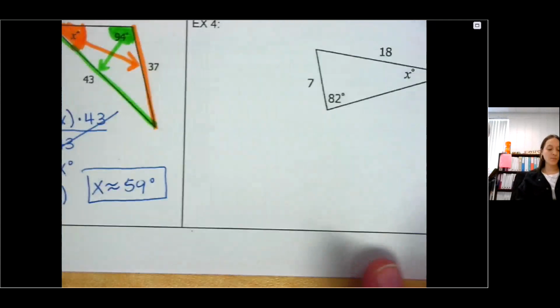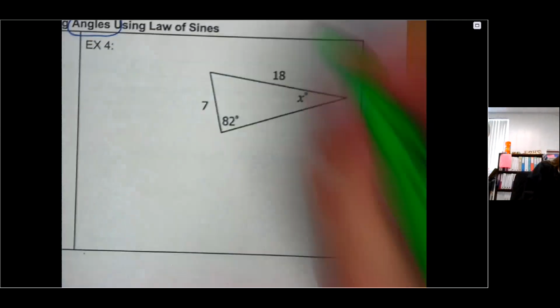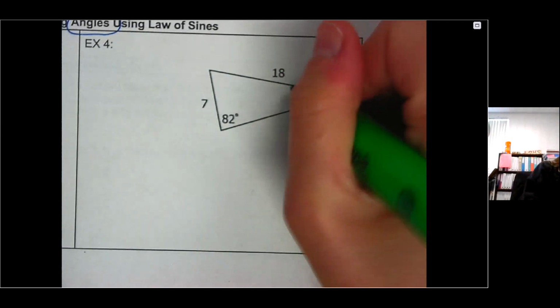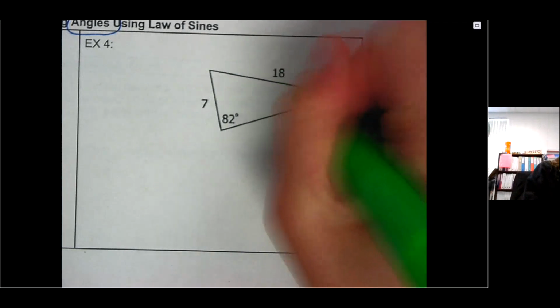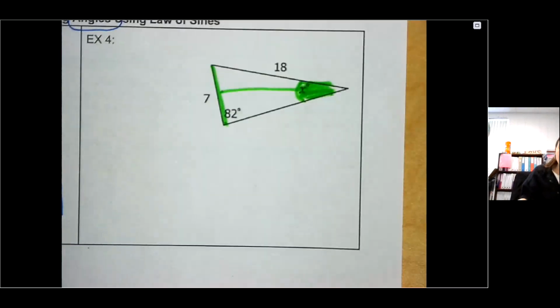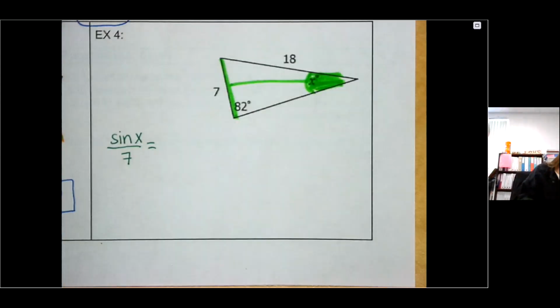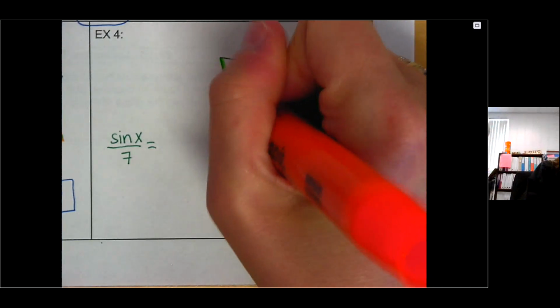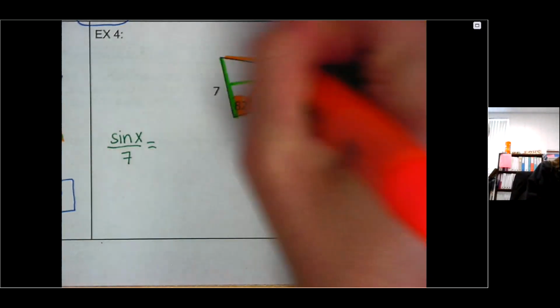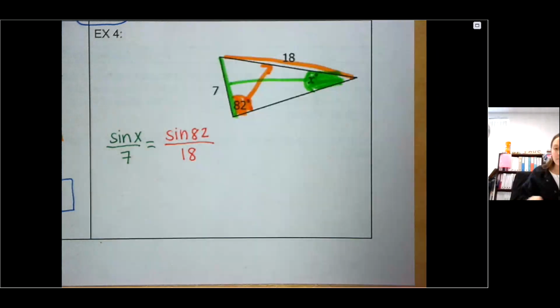Okay. And one more, again, law of sines, trying to find an angle measure. So I'm looking for angle X right here. And across from angle X is my 7. So my first fraction is going to be sine of X over 7. And then my second angle I know is 82, and across from it is 18. So my second fraction is sine of 82 over 18.